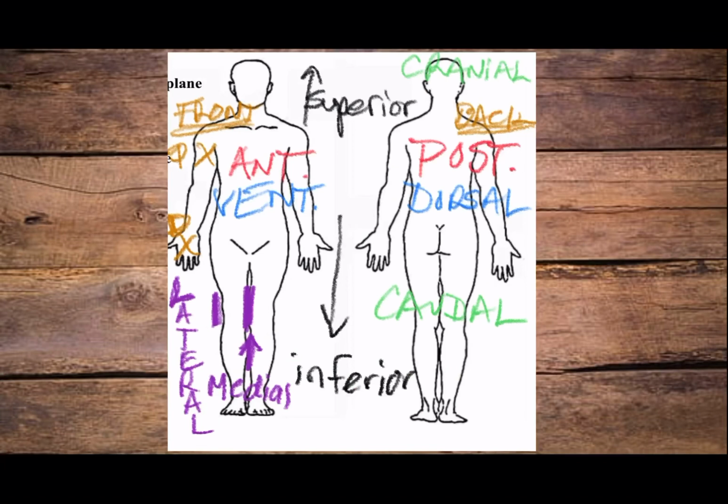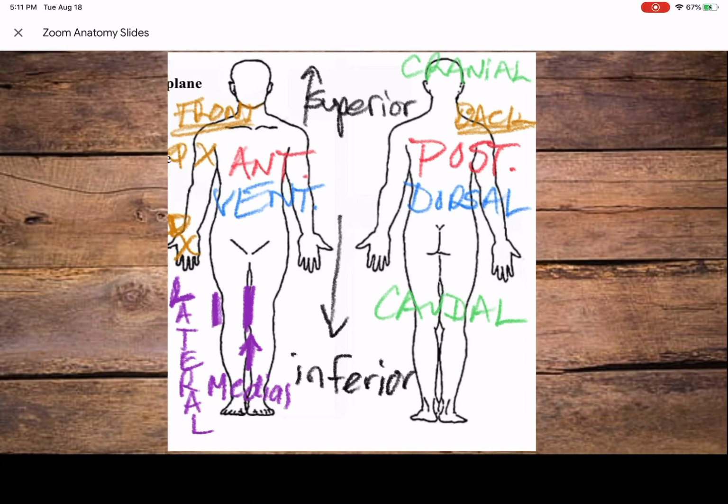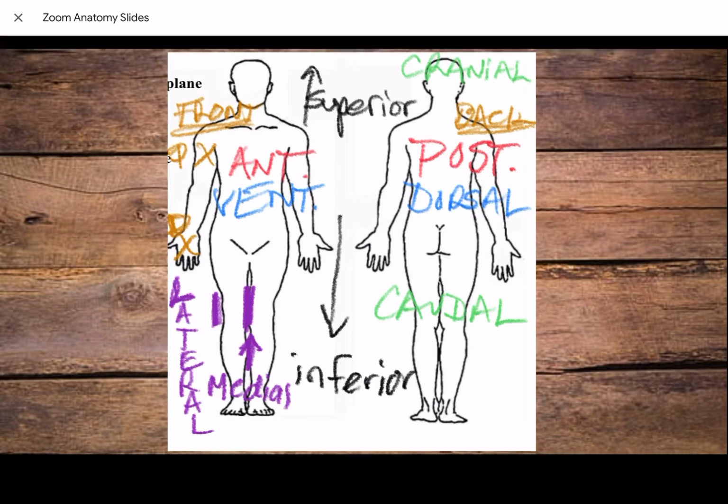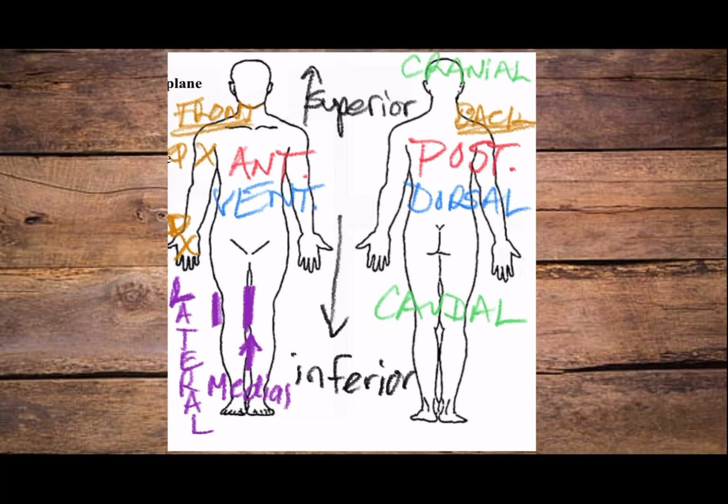Just a quick review on anatomical directions. Front of the person, the back of the person. Front is also anterior, ventral. Back, posterior, dorsal. Head end is cranial, whereas tail end tends to be called caudal. Superior means above, inferior means below. Medial means toward the middle, lateral means toward the side. Distal means farther away from the heart or the trunk. Proximal means closer to the heart or the trunk.